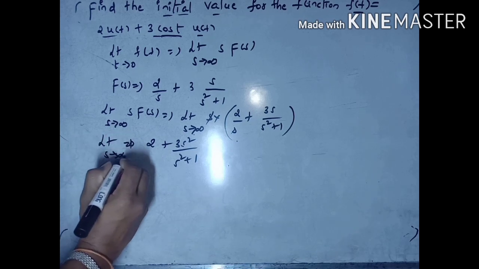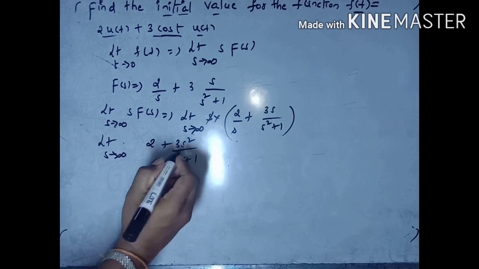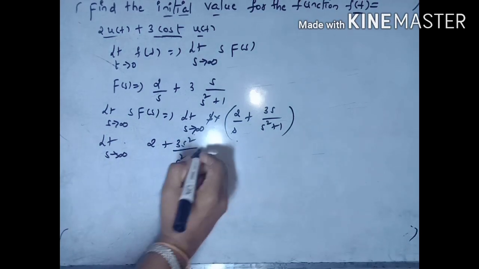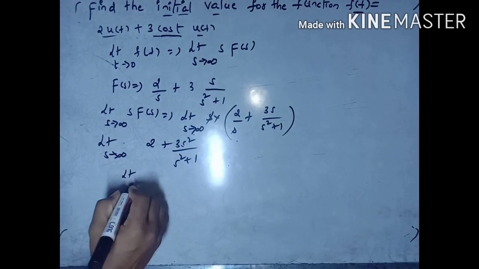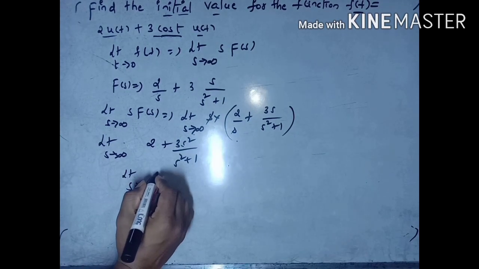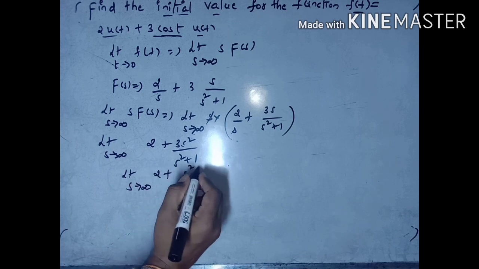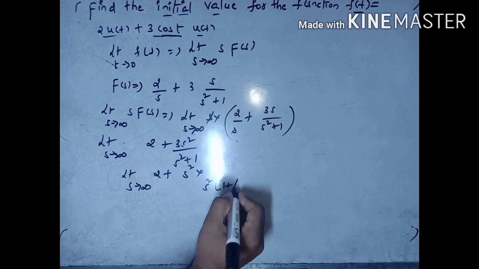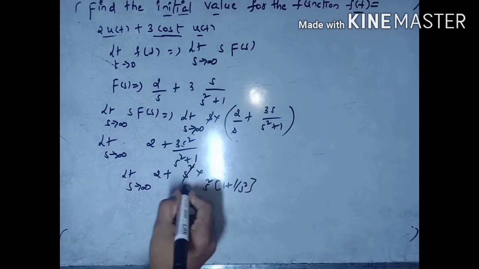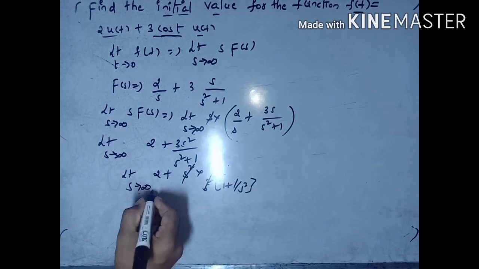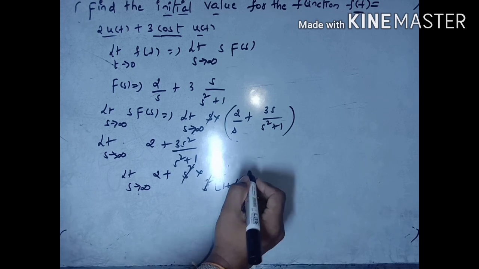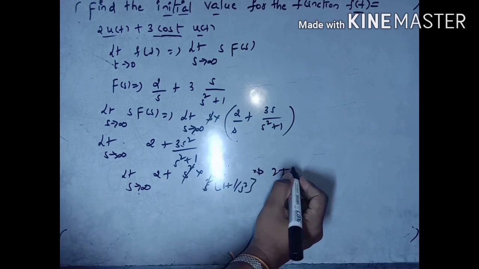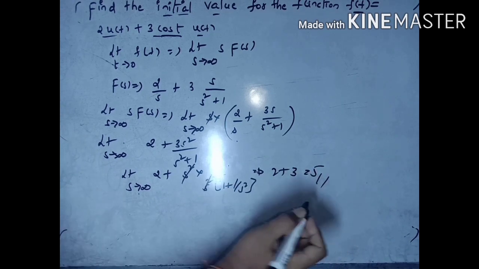Limit s tends to infinity. Now we will take s square common: limit s tends to infinity 2 plus s square into 3 by s square into 1 plus 1 by s square. So s square gets cancelled. S tends to infinity means 1 by infinity, which is 0. So that becomes 2 plus 3 equals 5, which is the answer.